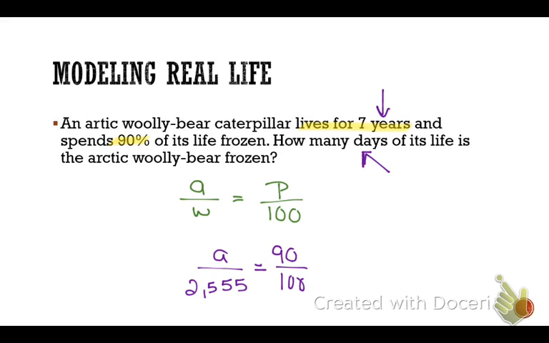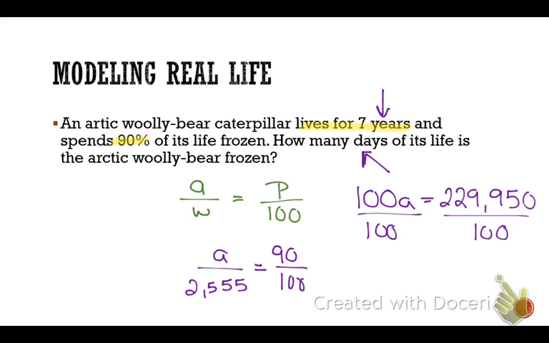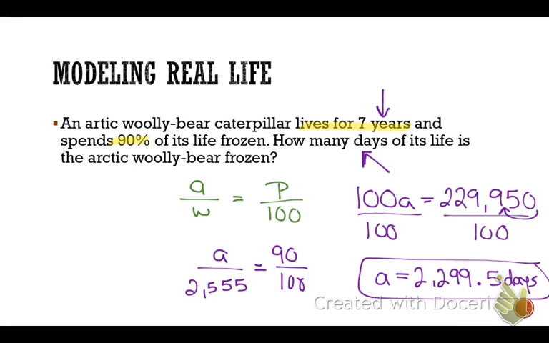Okay, so cross products, 2,555 times 90. I've got 100A equals, I think it's 229,950. Divide both sides by 100, which means I'm moving my decimal left 2 places. A equals 2,299.5 days. So you could not have had more than that, because that's the maximum.